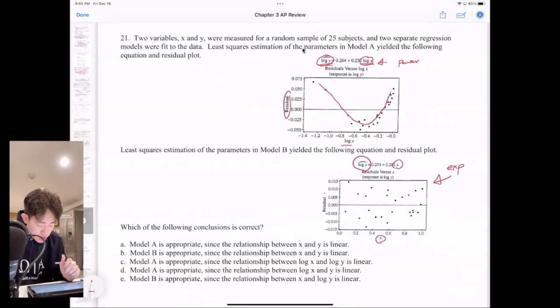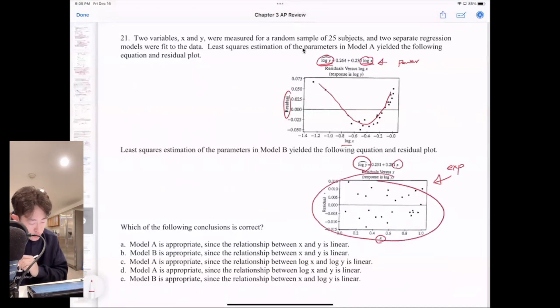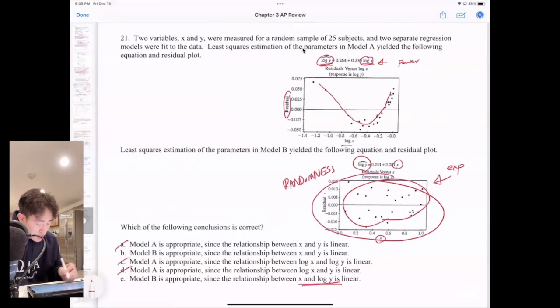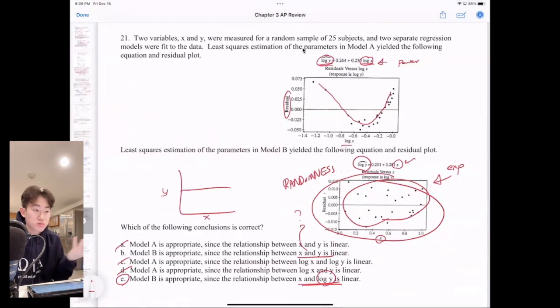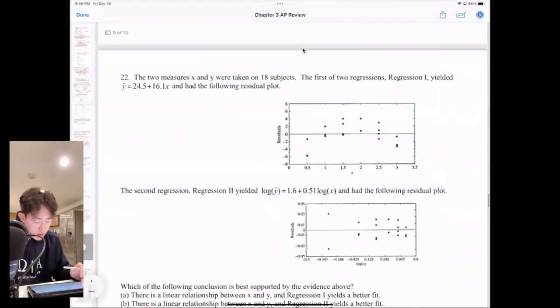Which of the following equations is correct? So it seems like model B is appropriate because we see randomness, and randomness is always good. So model B is appropriate since the relationship between X and log of Y is linear. We want to say that it's log of Y specifically because you have to follow the equation. X and Y originally probably wasn't, and you have absolutely no info of the X and Y graph for the residual, so we really can't tell what that is.